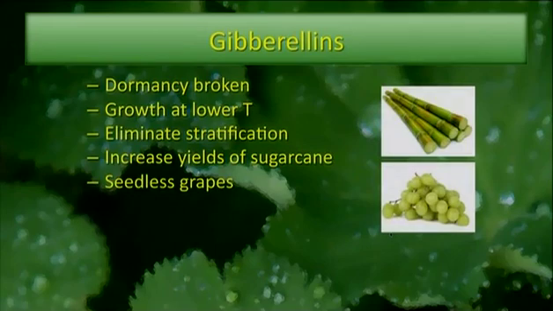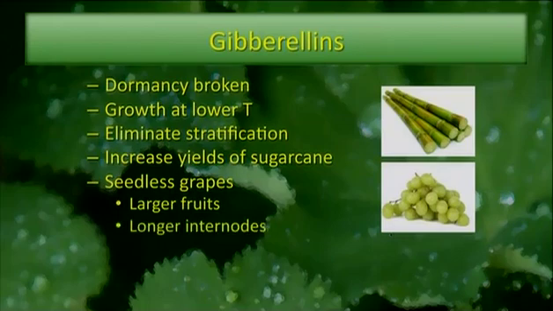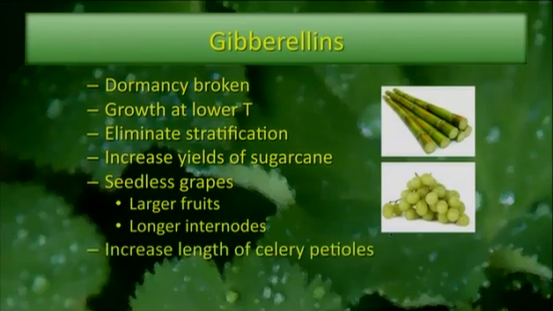It can result in very large seedless grapes. I don't know if you've seen the grapes in the supermarket nowadays. Whoa, they're big. They're almost as big as your eyeball. The fruits are spaced along the nodes, so these grape plants have longer internodes to allow for larger fruits. GA can also increase the length of the petioles of celery. Remember that the petioles of celery are the part of the celery that we eat. So those are the gibberellins.